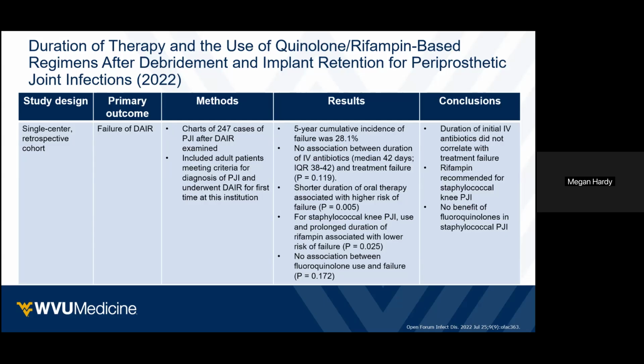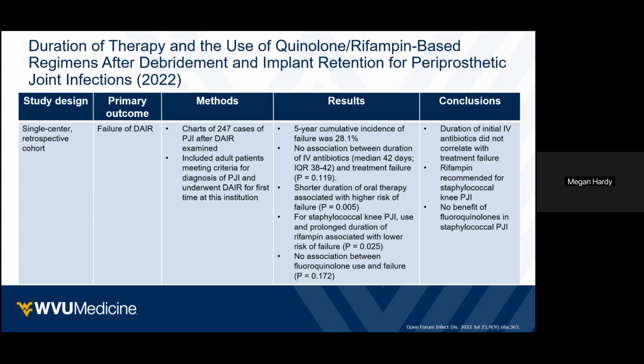And the results showed that a 5-year cumulative incidence of failure was 28.1%, but there was no association between duration of IV antibiotics, so median of 42 days, and treatment failure. Shorter durations of oral therapy were associated with higher risk of treatment failure, and that was statistically significant. For staphylococcal knee prosthetic joint infection, use and prolonged duration of rifampin was associated with lower risk of failure. So looking specifically at that staphylococcal prosthetic knee, no association was found between fluoroquinolone use and failure, however. So the duration of the initial IV antibiotics did not correlate with treatment failure.